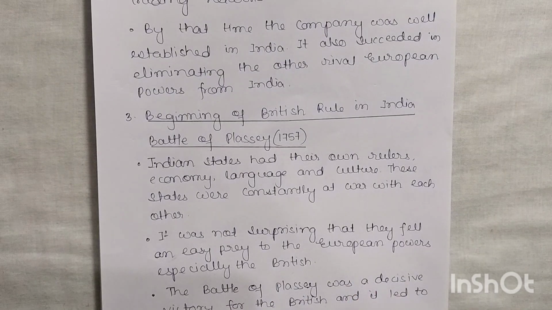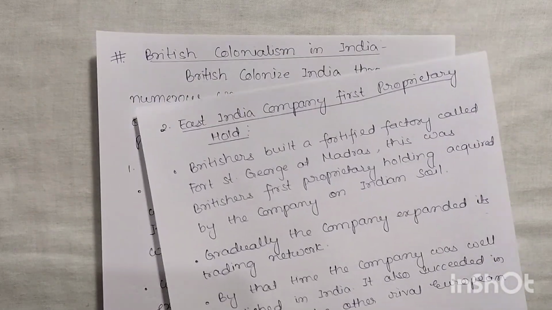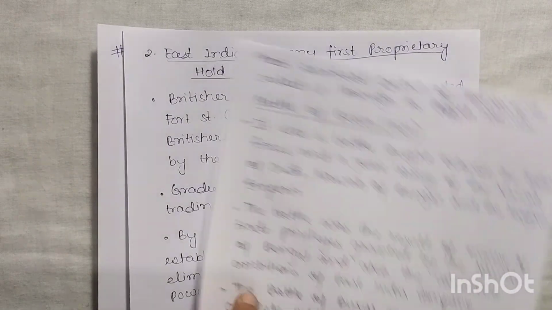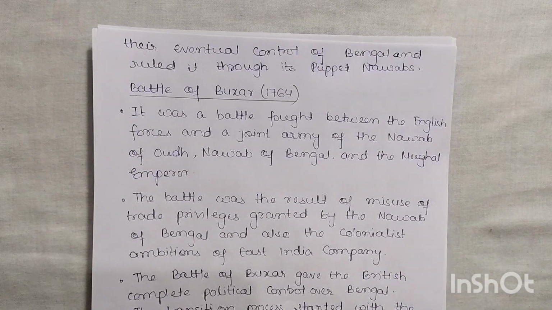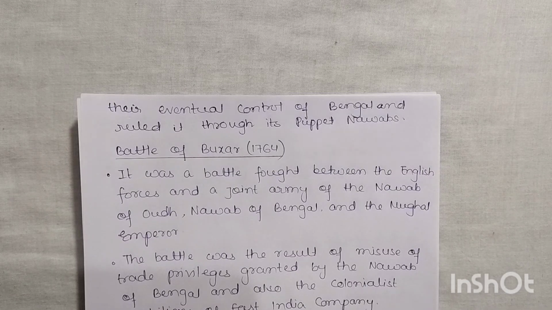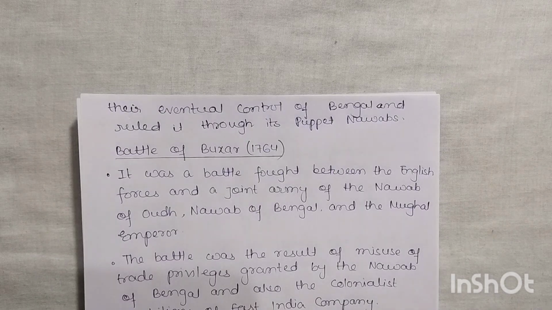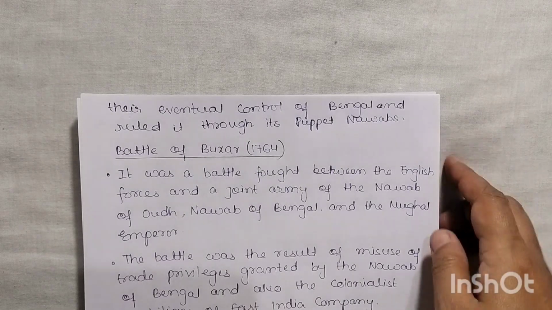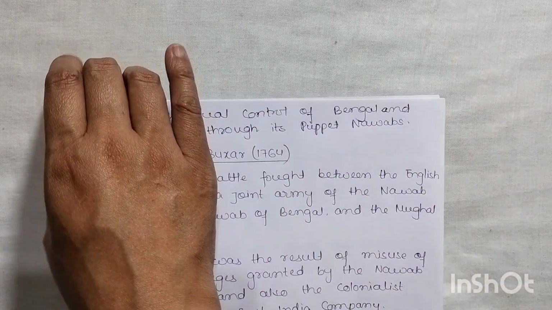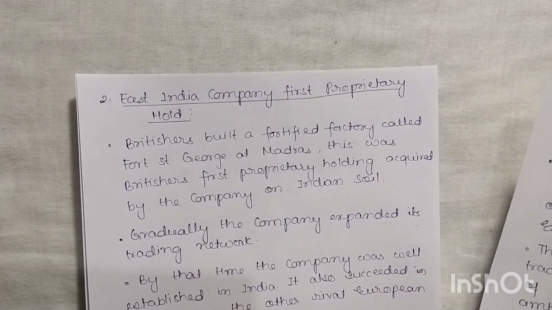So the Battle of Plassey was a decisive victory for the British, and the British just gave support to the kingdom, and they defeated the Indians. Okay, and it was a decisive victory for the British. It led to their eventual control of Bengal and they ruled it through its puppet Nawab. So here who is the winner? During the Battle of Plassey, what happened? The Britishers became the winner, and eventually they gave the rule to the Nawab, but he was a puppet of the Britishers. Okay, so the Nawab had to listen to whatever the Britishers were saying. They had to rule the country, a particular area, like that. Okay, so this was the beginning of British rule in India.